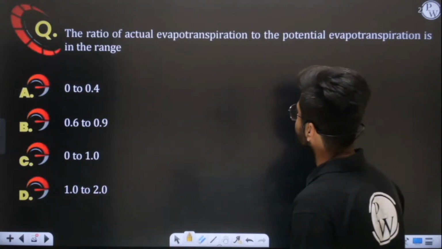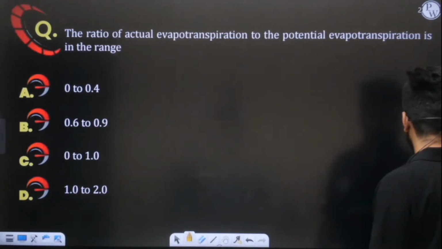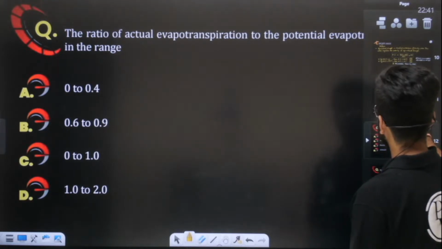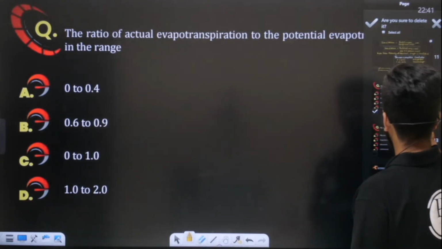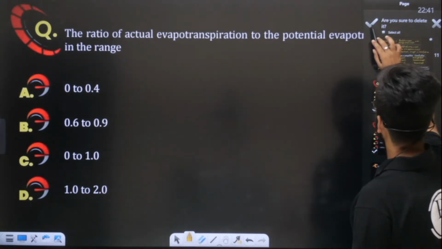Now answer this question. I think we have already covered this question. Yes, this question we have already discussed. The answer to this one was 0 to 1. This I have already explained to you, and we have also covered this.